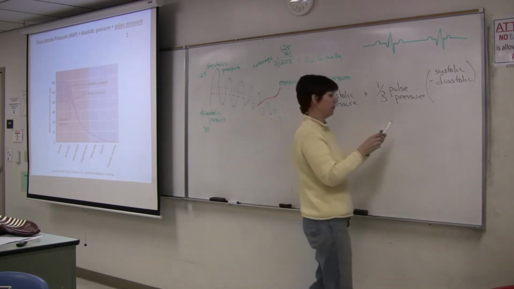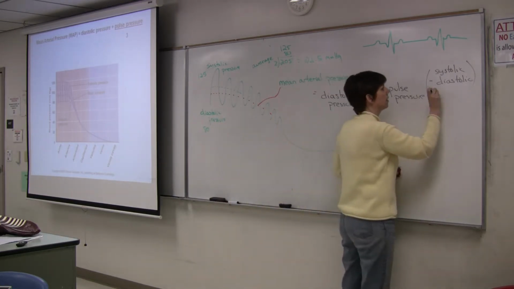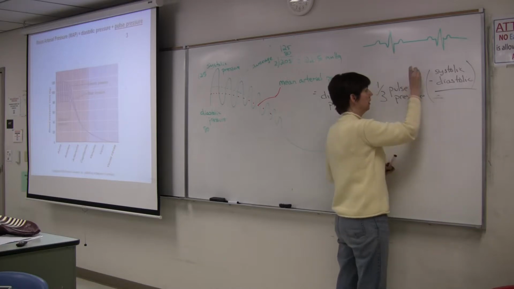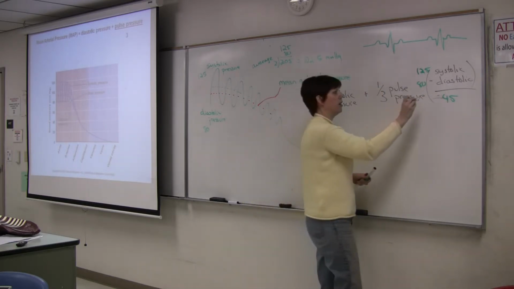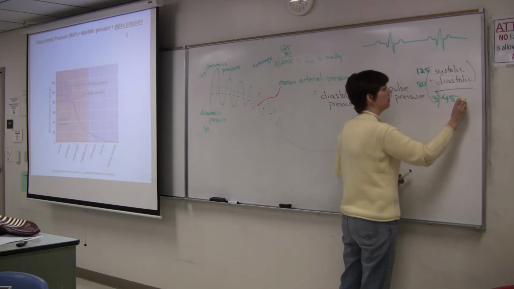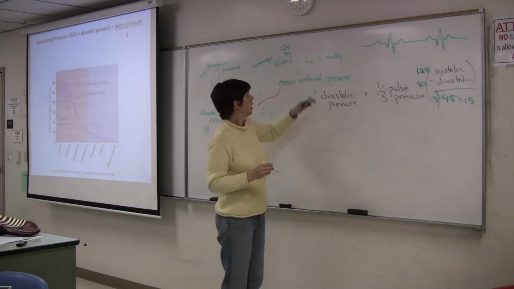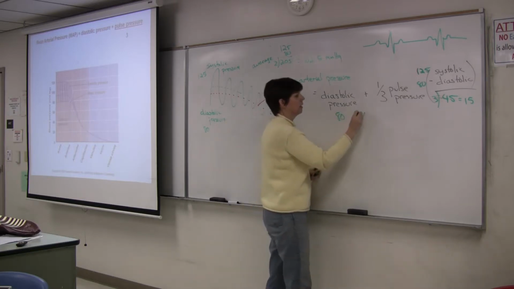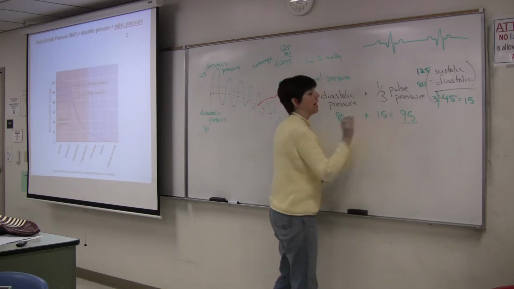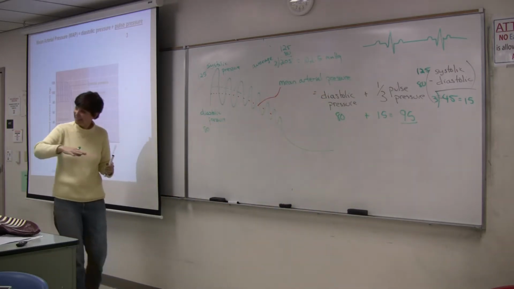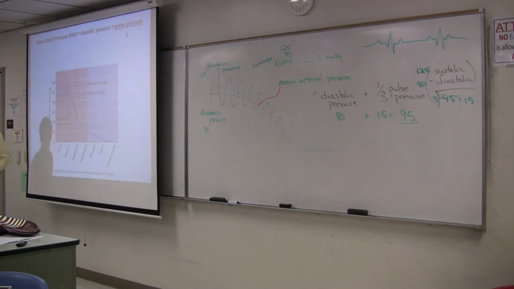All right, so in our example, we would have 125 minus 80. Pulse pressure would be 45. 1/3 of that would be equal to 15. So 80 plus 15 gives me a mean arterial pressure of 95. And that's lower than my average blood pressure of 102.5 because the heart is at rest longer than it is at systole.